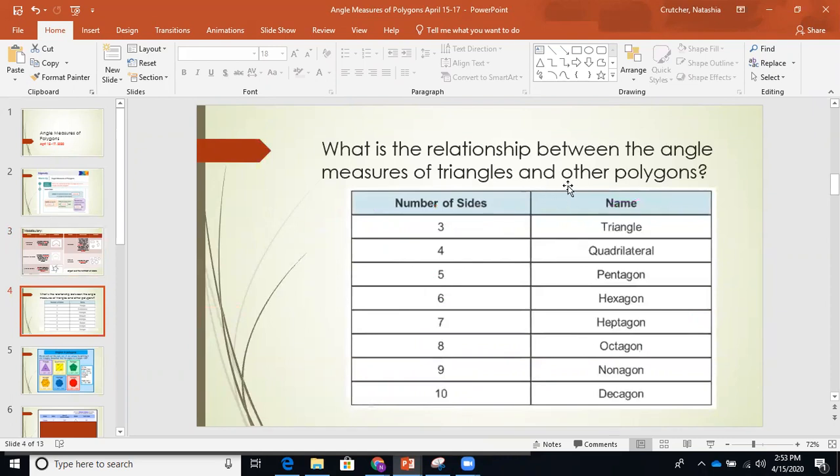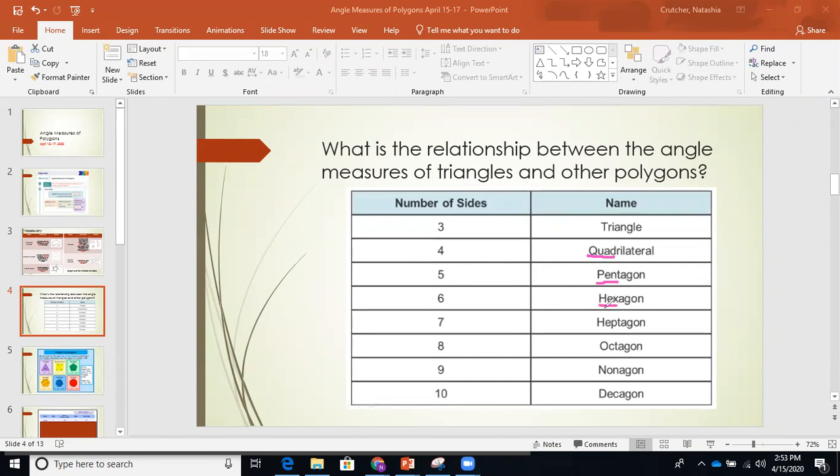Okay, so what is the relationship between the angle measures of triangles and other polygons? This is just a little table to give you a visual. A triangle has 3 sides, a quadrilateral has 4, and that prefix tells us how many. Quad means 4, so 4 sides. Pentagon, pent, means 5, so 5 sides.